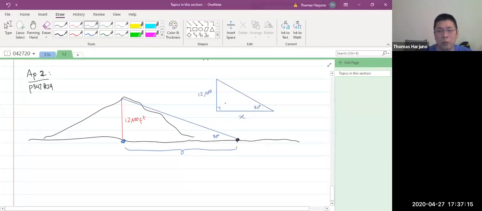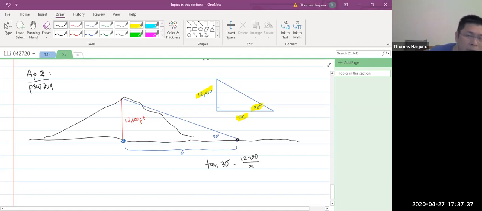Okay, let's see what relates the 12,400 and x and 30 degrees. There will be, again, it's tangent. Tangent 30 degrees equals 12,400 over x. Now, I understand some of you may say, oh, Thomas, why don't we use cotangent?